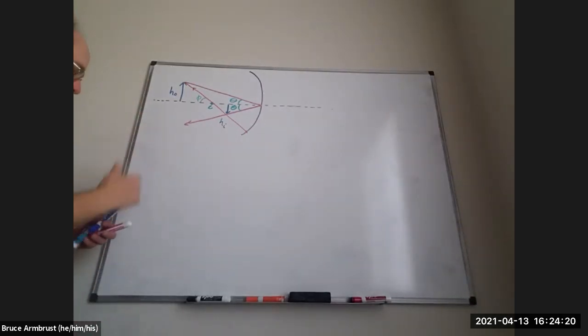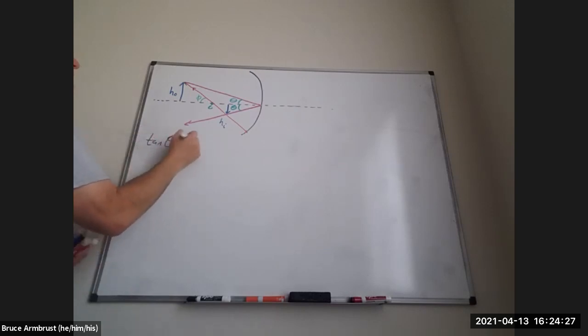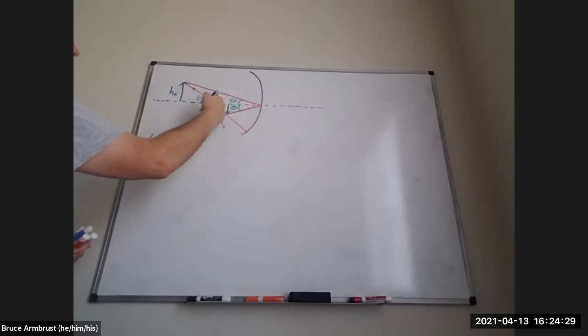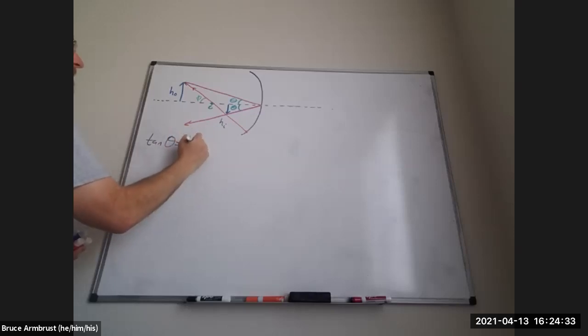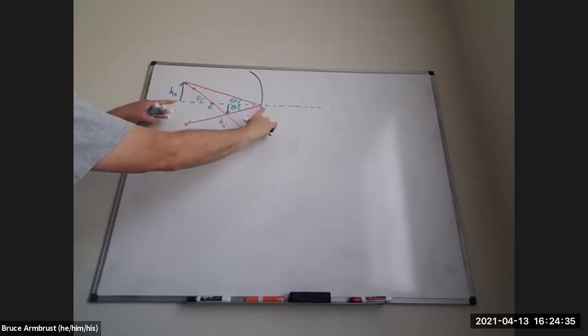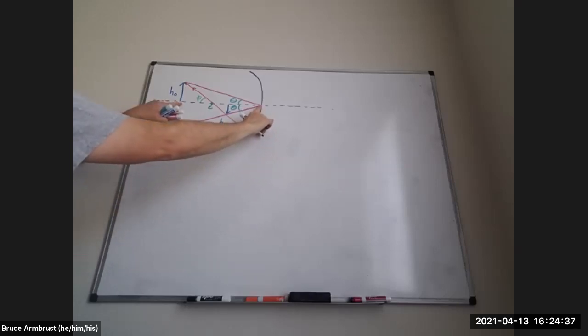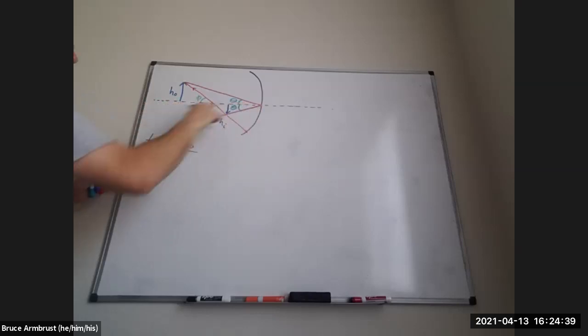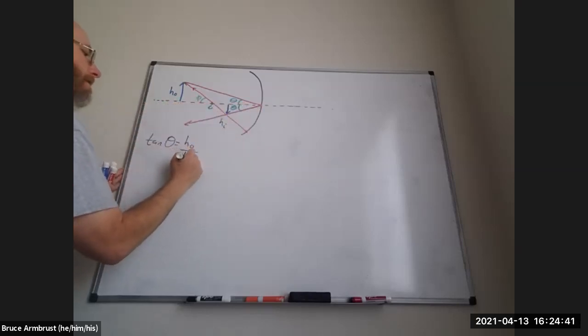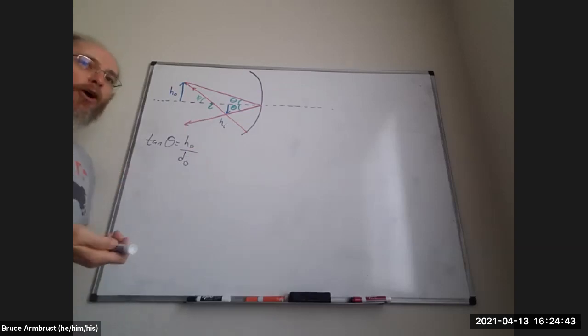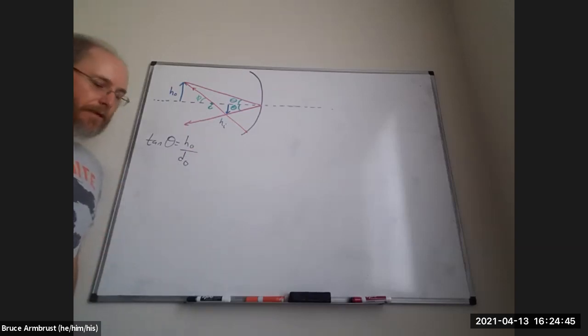All right, so here's what we know. The tangent of theta, if I look at this picture right here, is the height of the object divided by this length right here, which is the distance that the object is from the mirror, which we called DO before. So the tangent of theta is HO over DO.